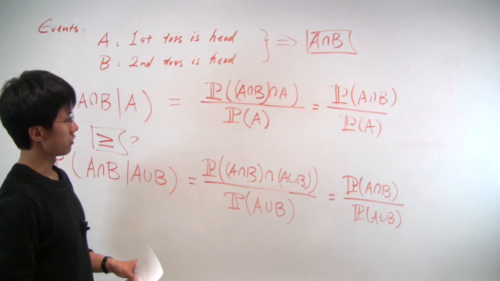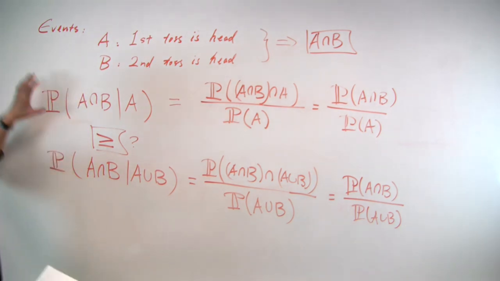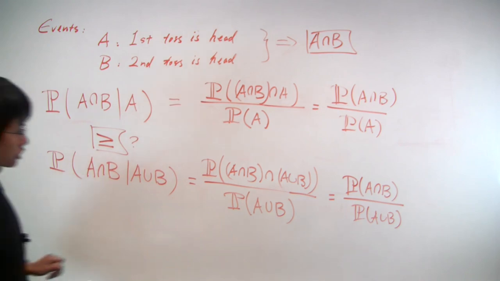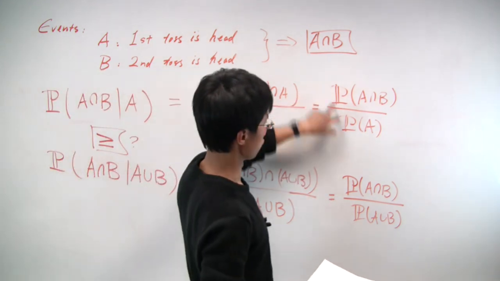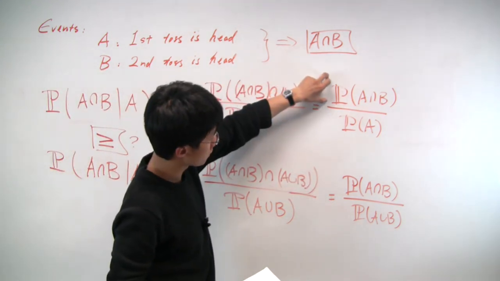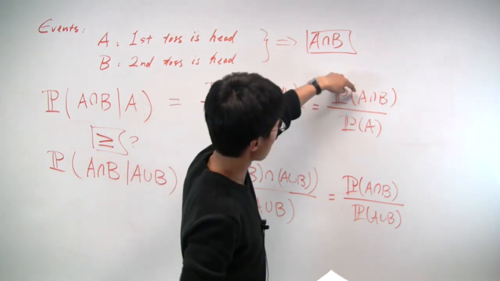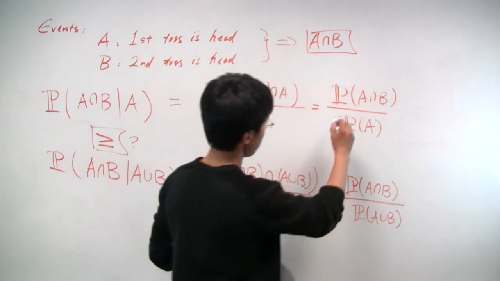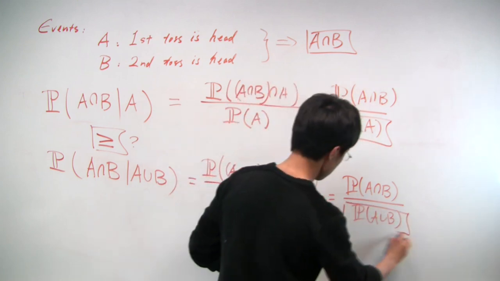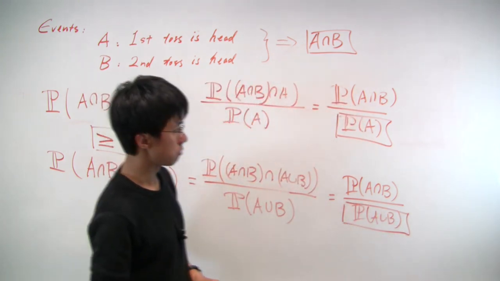Okay, now let's stop for a little bit. We've computed the probability for each expression in fractional form, and we observe that for both fractions, the numerator is the same. The numerator is the probability of A and B. The denominator in the first case is the probability of A, and in the second case, the probability of A union B.